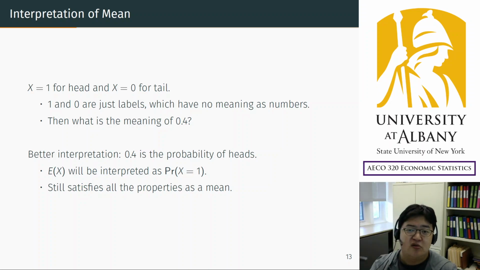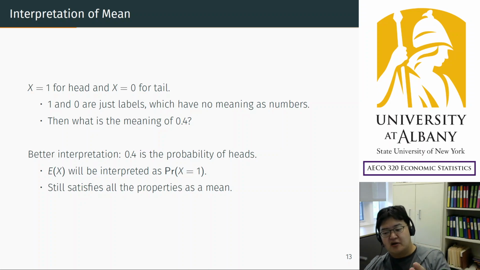So I strongly encourage you to interpret the mean as the probability. So 0.4 means the probability of heads is 0.4. That's the mean. But interchanging between the mean and the probability is possible in the binary distribution model. And what's nice about this is the probability and the mean are the same. That means they share their nice properties.